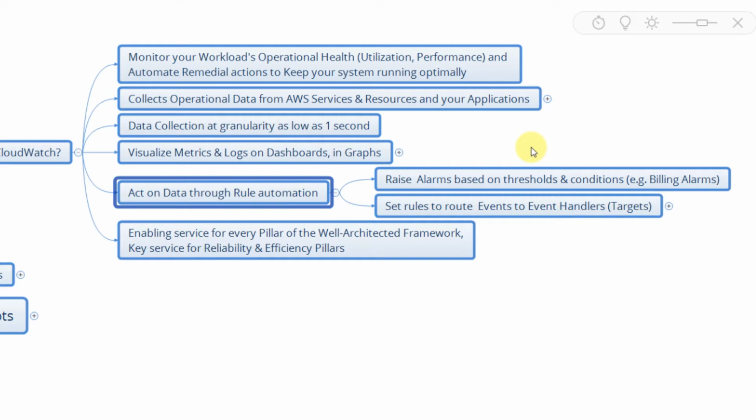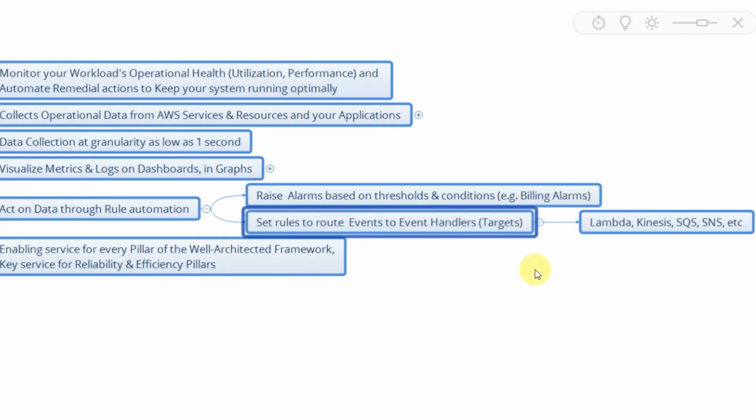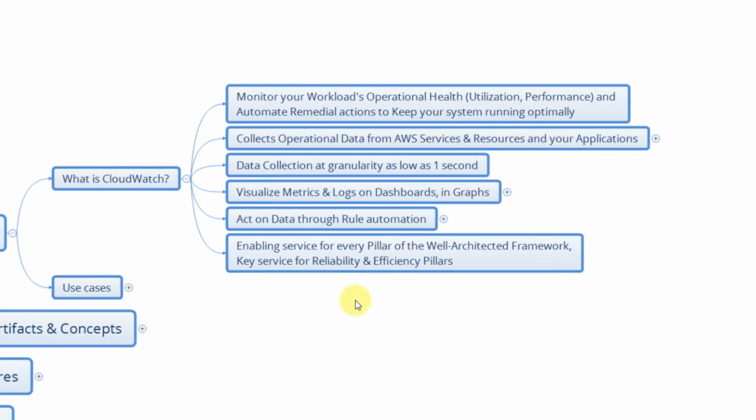You can also initiate automated actions on the data by setting up alarms. So you can set up an alarm that is triggered if a threshold is exceeded. For example, if you want to be alarmed when your billing amount or your expected billing amount crosses a threshold, you can do that. You can also set rules to route events to event handlers such as Lambda, Kinesis, SQS, and SNS.